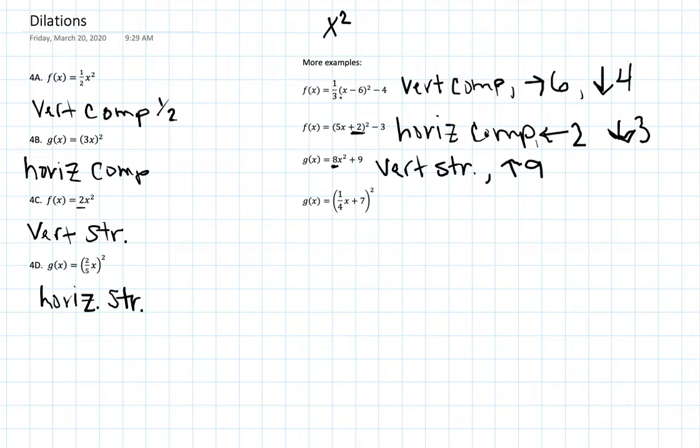In this case, there was no left or right, and not everything has that, right? So this last one, we have 1/4 multiplied to the x. That means we're going to have, what am I writing? A horizontal stretch. And this plus 7 is going to be left 7.